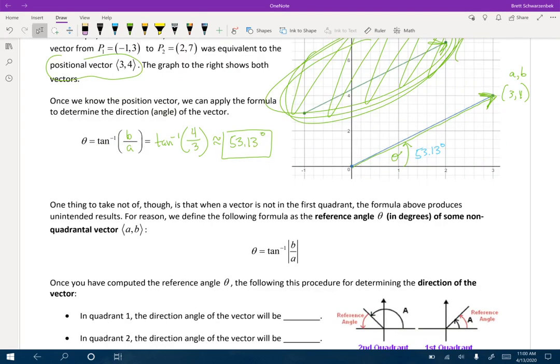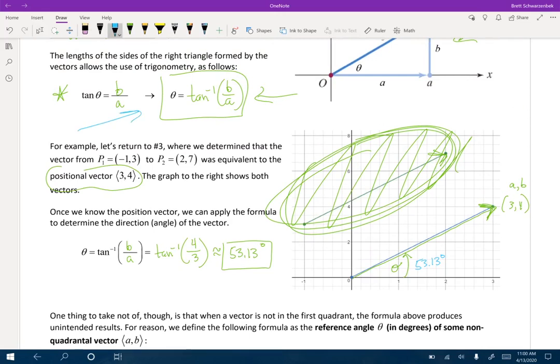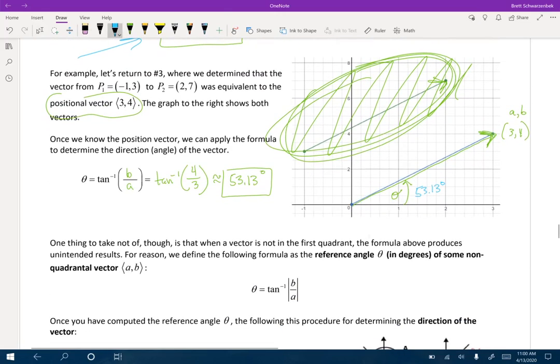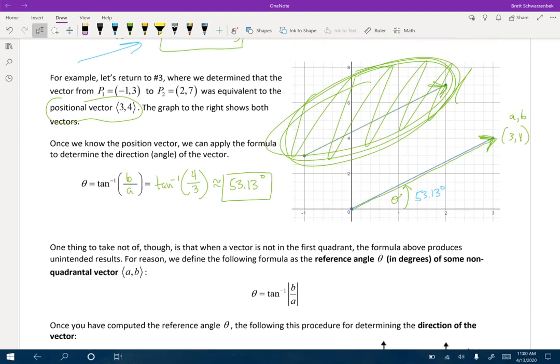Okay, so as I said before, this was a tentative formula, and I'll explain why. If you try to use this formula as is outside of the first quadrant, then it often results in unintended consequences, answers that aren't particularly correct or right on the money. If you notice, the vector here is in quadrant 1, so it worked fine.